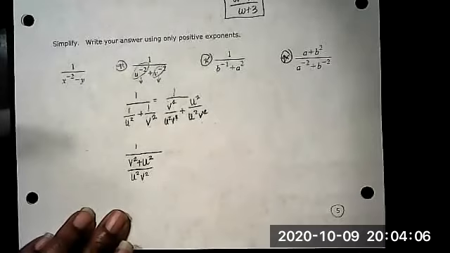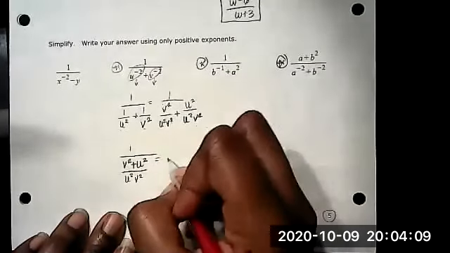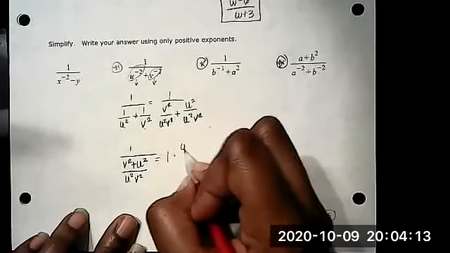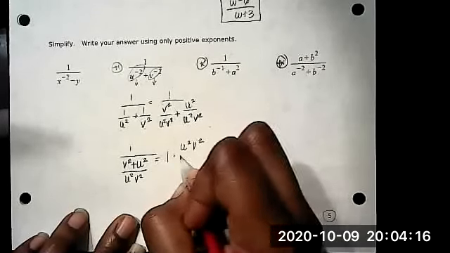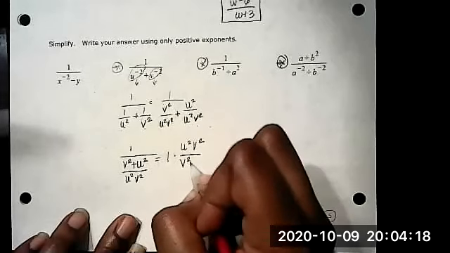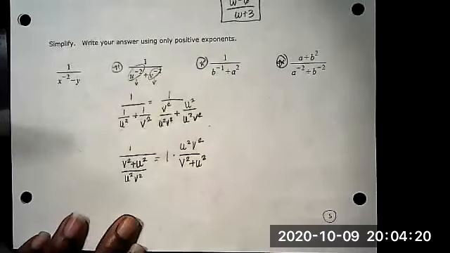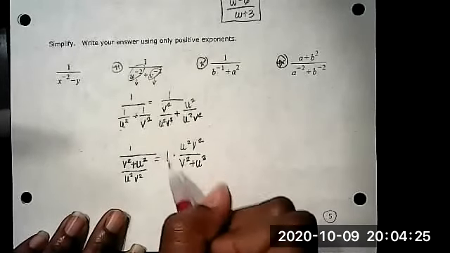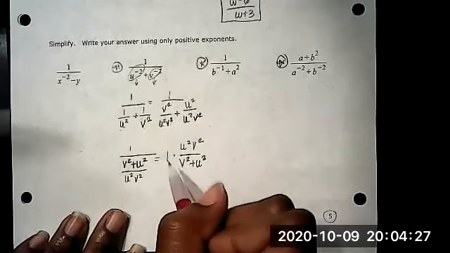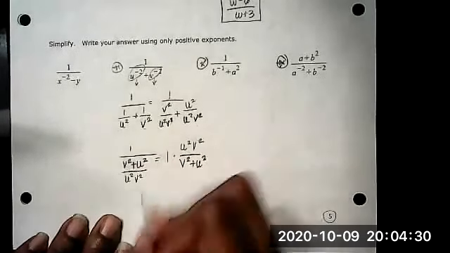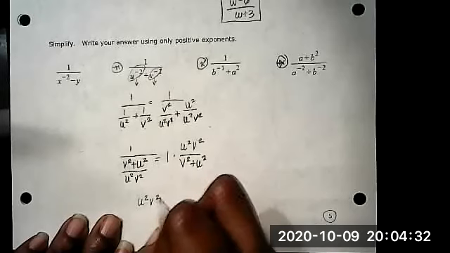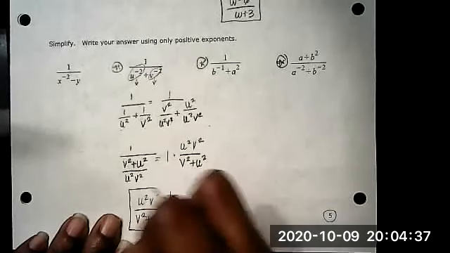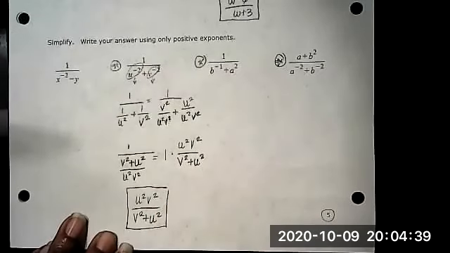Now I can multiply this by the reciprocal, u squared v squared over v squared plus u squared. So I flipped this. This is up top, that's at the bottom. And multiplying anything by 1 is just itself. So this is your answer: u squared v squared over b squared plus u squared. And all the exponents are positive. That is your answer.